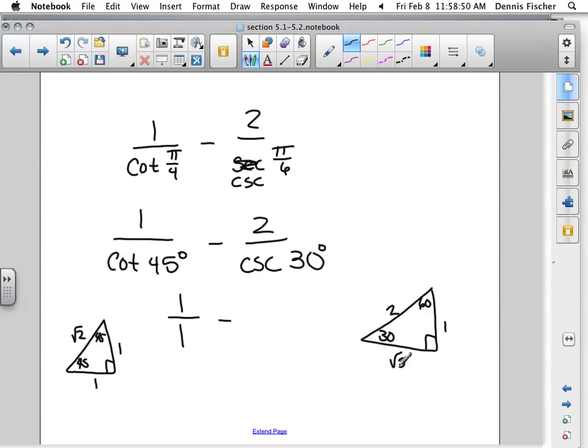Now cosecant is hypotenuse over opposite. Hypotenuse is 2, opposite is 1, so this becomes 2 over 2. So this is 1 over 1, which is 1, minus 2 over 2, which is 1, which is 0.